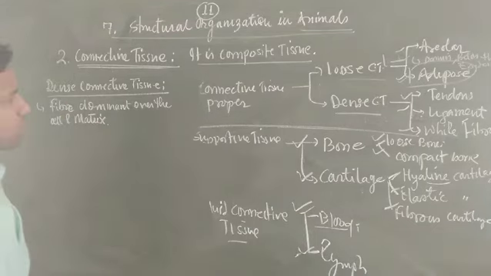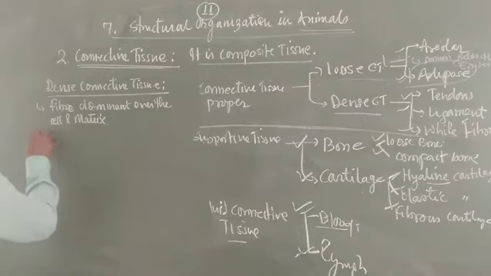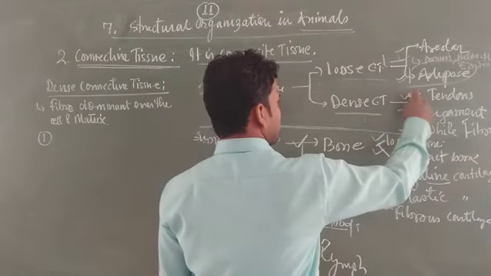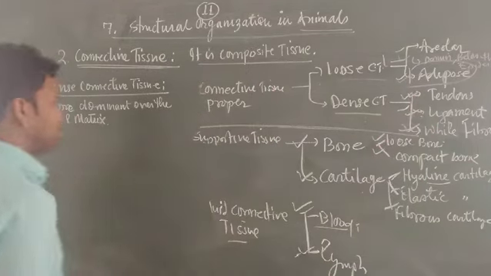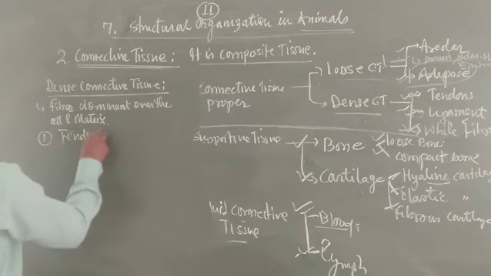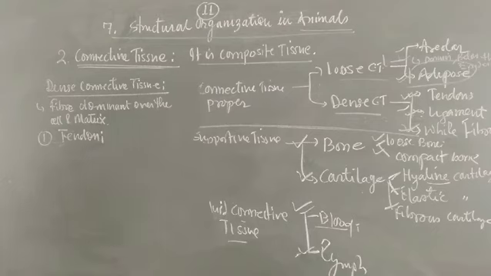The dense connective tissues are classified in three categories. First is called white fibrous tissues, second is a tendon, third is a ligament. First is a tendon. Tendon is a part of the dense connective tissues.